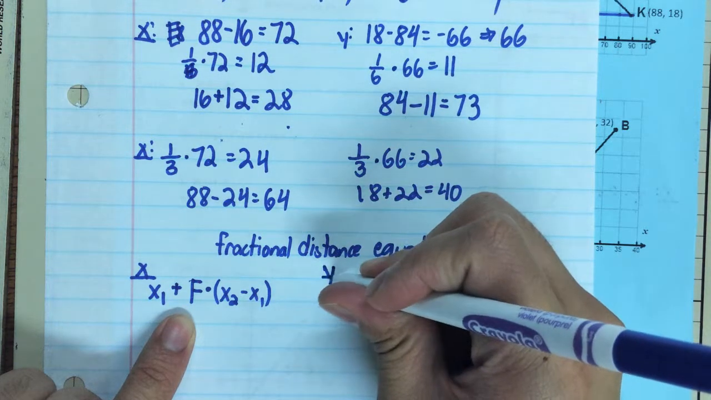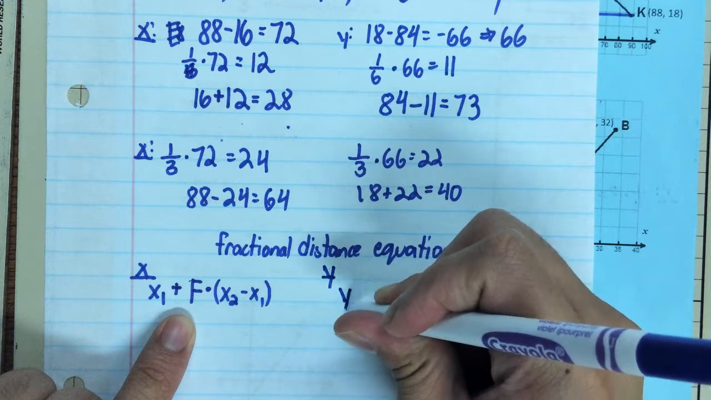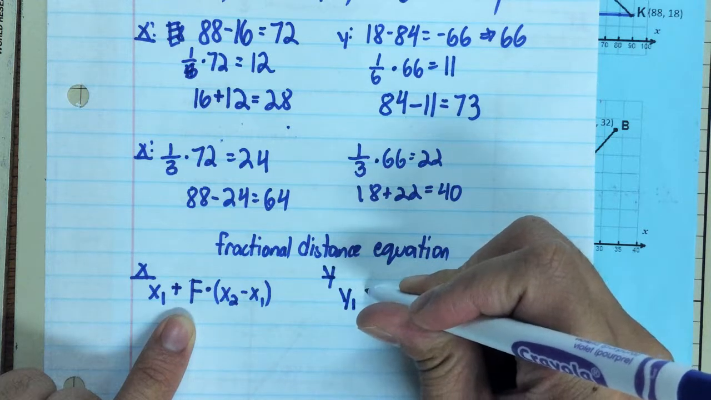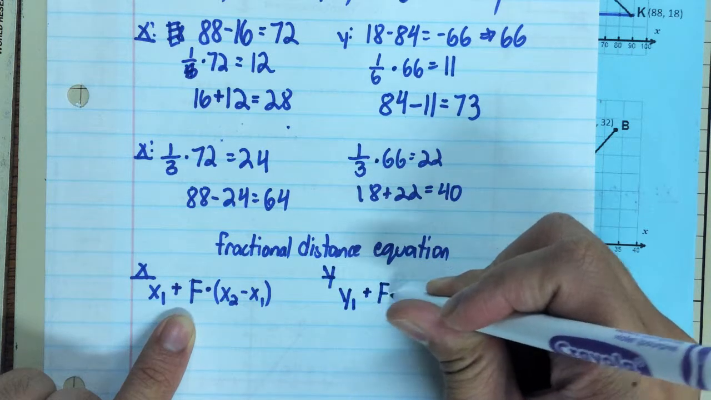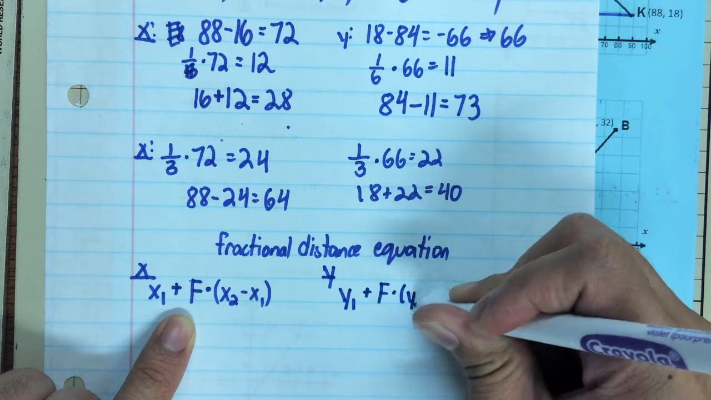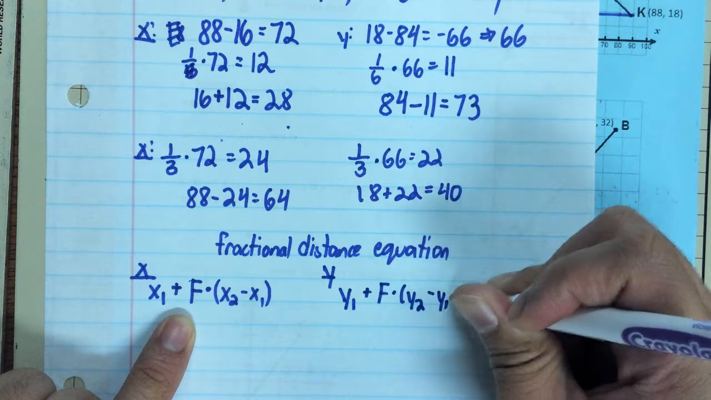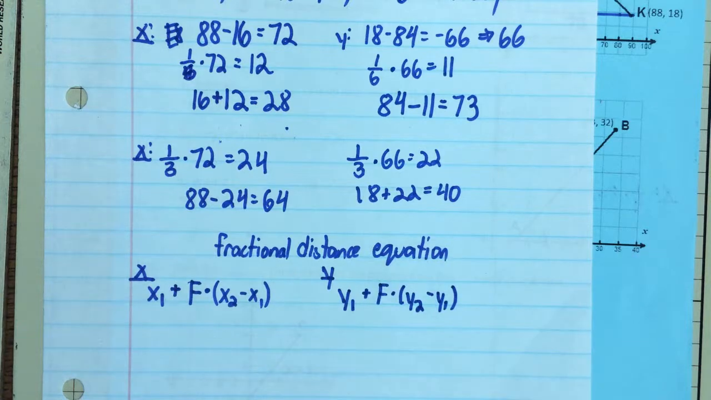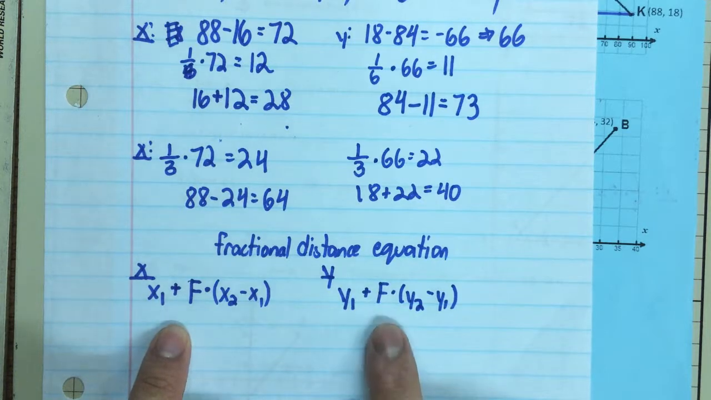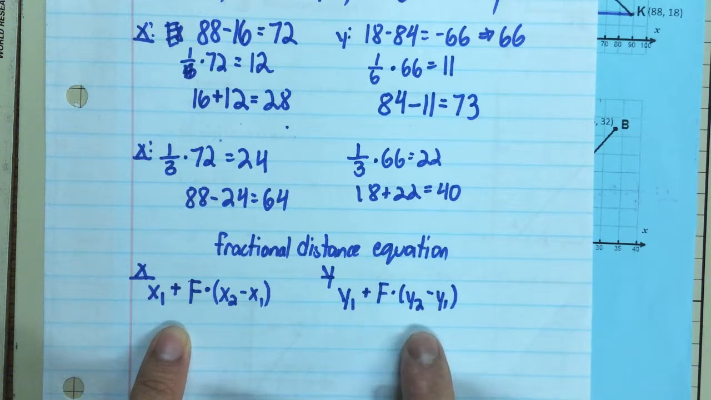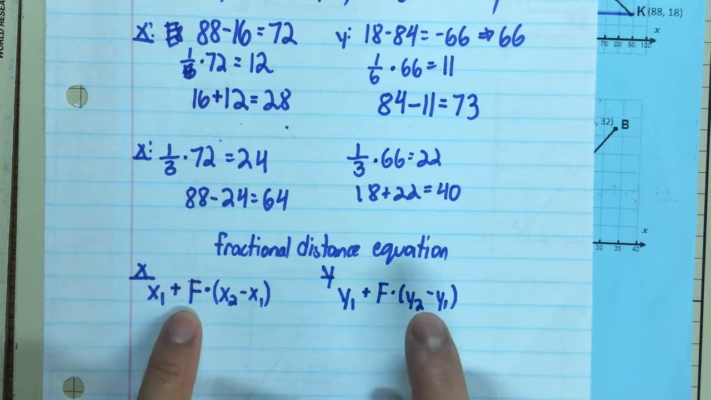So y is very similar. Instead of x's, we just call it the y's. So there you have the three-step process for the x, which is the same three-step process for the y, condensed into one equation for each.